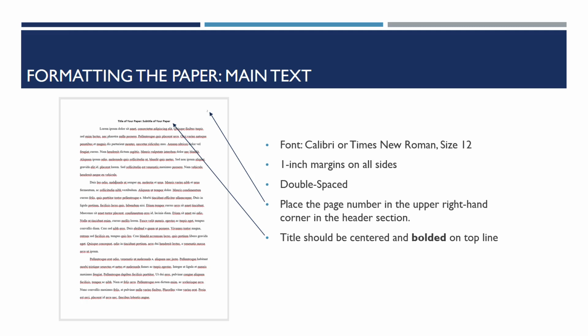All paragraphs in the core of your paper require a first line indent of 1/2 inch, and you shouldn't have any additional paragraph spacing or extra spacing between your paragraphs. P.S. You can set this to 0 in the Layout tab of Word where it says spacing and then before and after.